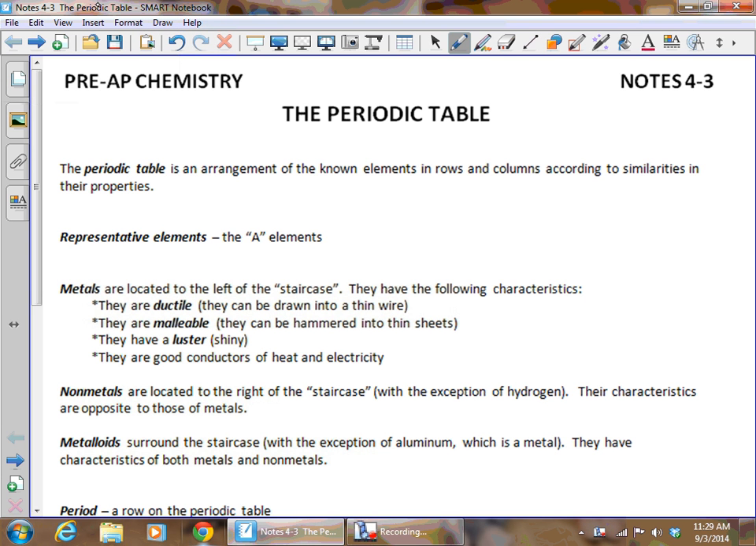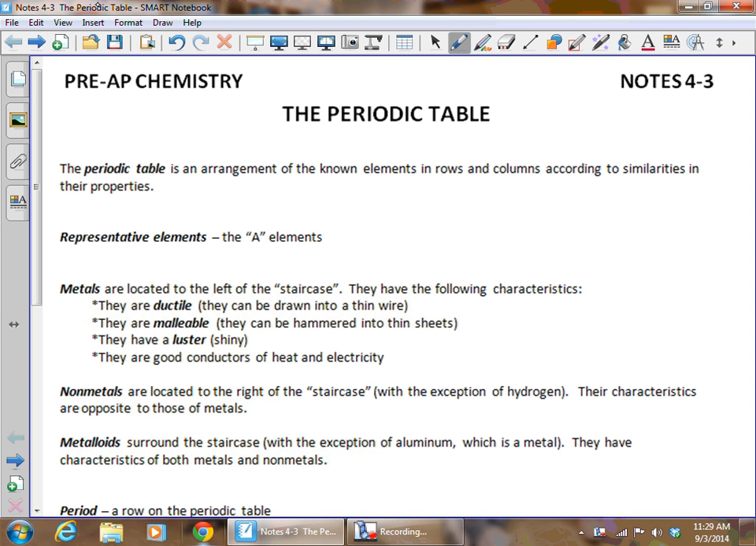Today we're going to talk about the periodic table and about different kinds of information that you can know just by knowing an element's position on the periodic table. We know that the periodic table is an arrangement of the known elements in rows and columns that show them in groups of elements that have similar properties. The representative elements are the A elements, which I'll show you just in a moment what I mean by that on the periodic table.